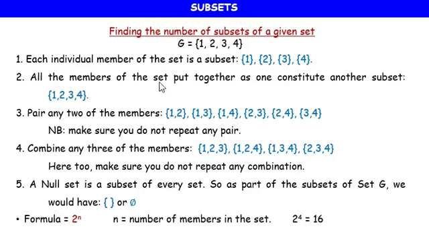All the members of the set put together as one constitute another subset. What this simply means is that every set is a subset of its own. So if you take Africa, Africa is a subset of Africa. Here, all the members of set G put together as one constitute another subset: 1, 2, 3, 4 all put together forms one subset.